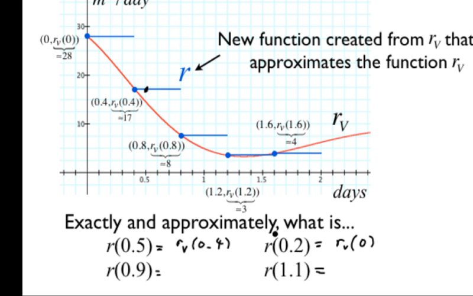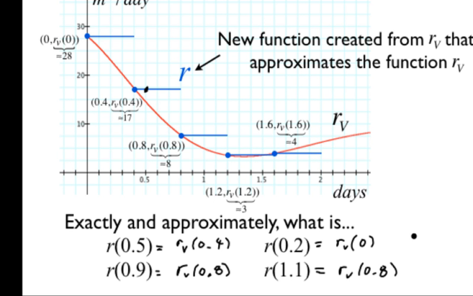Camry, how about R of 0.9? Okay, and Fern, how about R of 1.1? R sub v of 0.8. Again, right? Why? Because those two x values, 0.9 and 1.1, are in the same interval. They're the same interval, so they're going to have the same y value, which comes from what? The y value of the real function at the left side of that interval. Right?